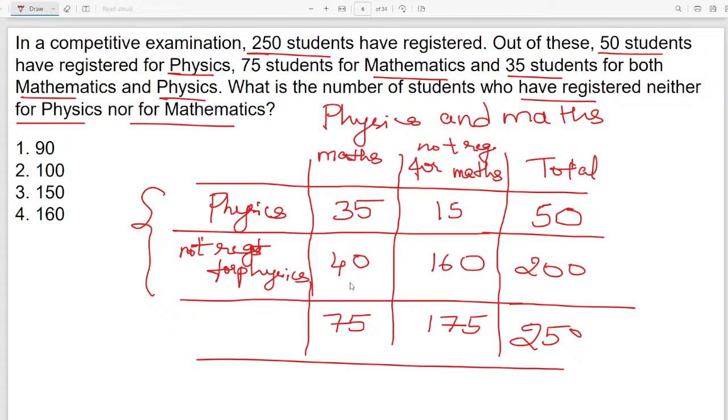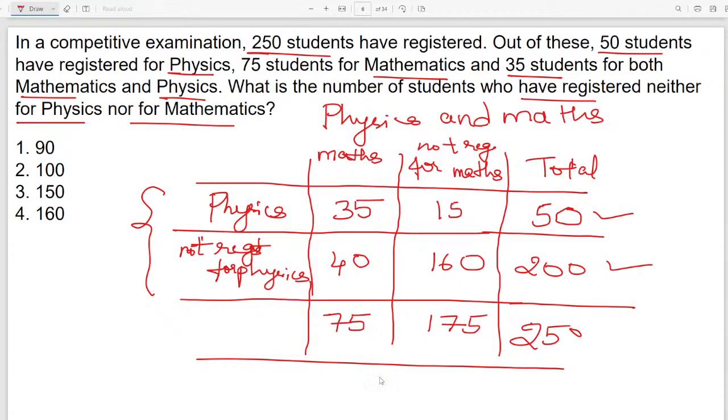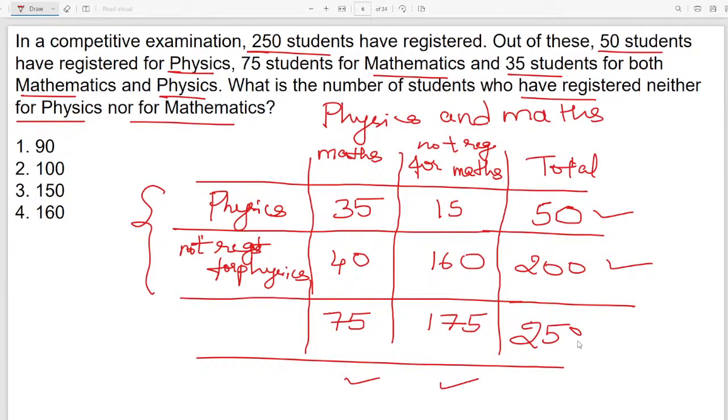So when you add this column, 35 plus 15, you would get 50. 40 plus 160, you would get 200. 35 plus 40, you would get 75. 15 plus 160, you would get 175. 75 plus 175, you will get 250. So all these things should match.